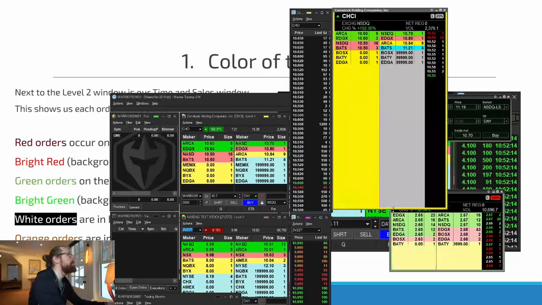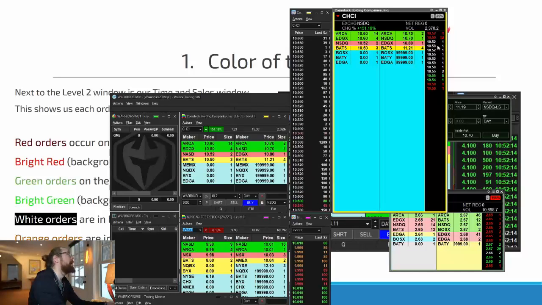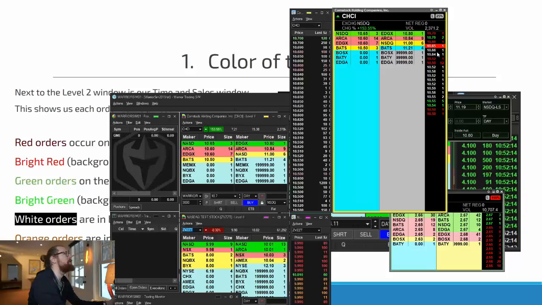On Lightspeed, it's essentially the same, except that the bright red is actually like that. So the background is red and the text is white. And we're not able to change that. That's just the way it is.